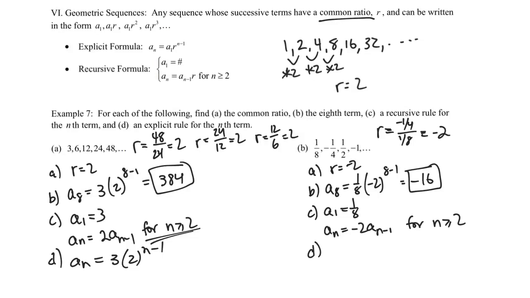And then finally, our explicit rule will say that a sub n is equal to a sub 1, which is 1/8, multiplied by our ratio of negative 2 raised to the n minus 1 power.